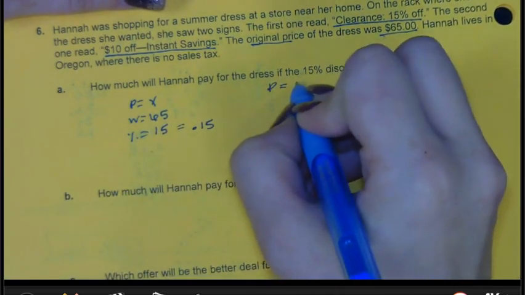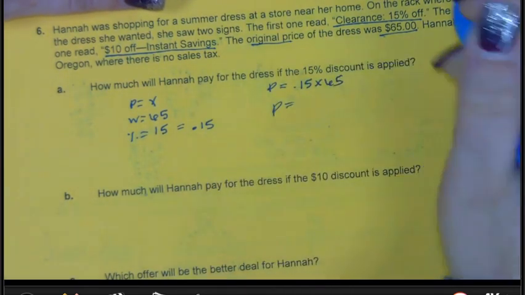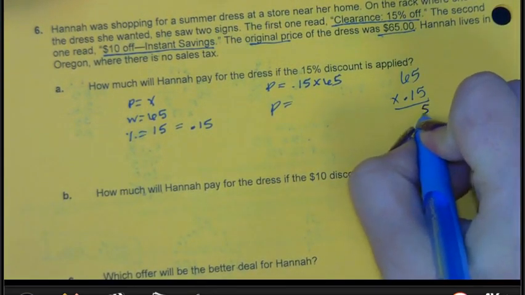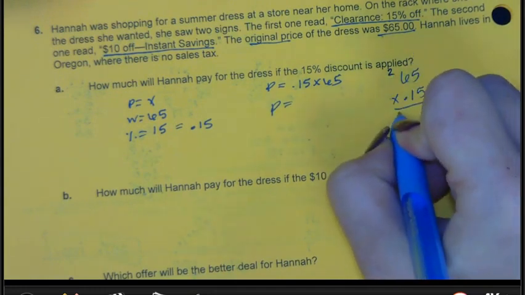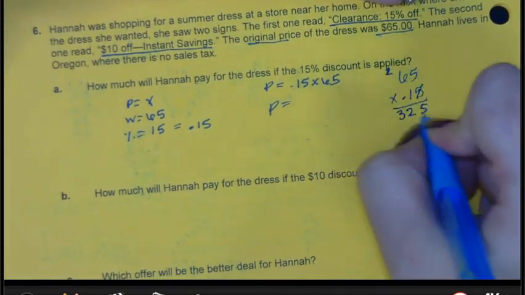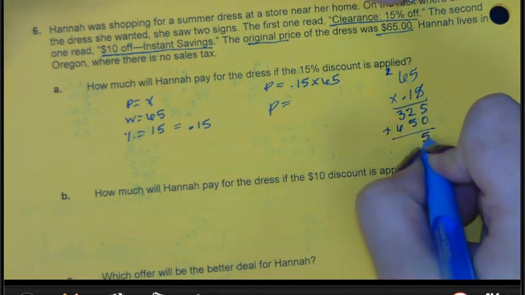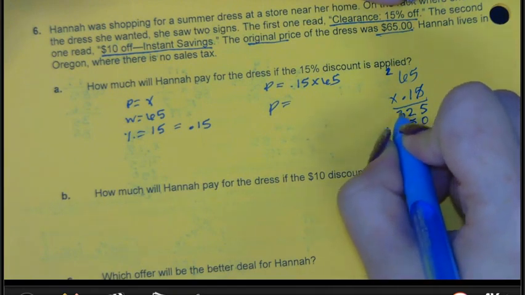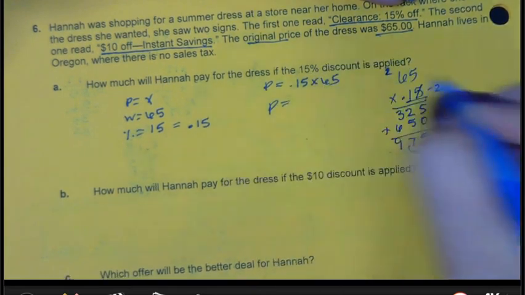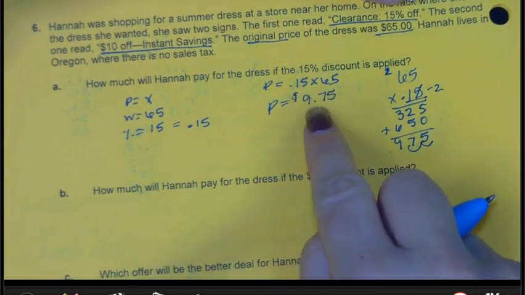All right, so let's use the equation. Part is equal to the percent times the whole. So part is equal to 65 times 0.15. 5 times 5 is 25. 5 times 6 is 30, plus 2 more is 32. Done with the 5, placeholder. 1 times 5 is 5. 1 times 6 is 6. We're going to add these two numbers up. 5 plus 0 is 5. 5 plus 2 is 7. 6 plus 3 is 9. I have 2 place values, so I'm going to move it 2 times, to give me my part is $9.75.